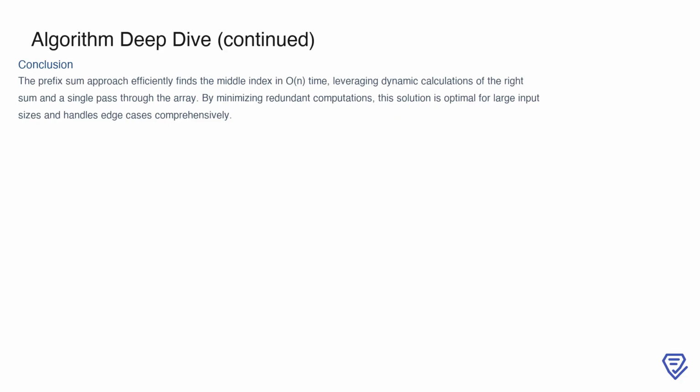The solution is robust, addressing edge cases such as empty arrays, single-element arrays, and arrays with negative numbers. By minimizing redundant computations and focusing on a single traversal of the input array, this method ensures both clarity and performance. With these insights, we can confidently apply this approach to solve the problem in an efficient and elegant manner.